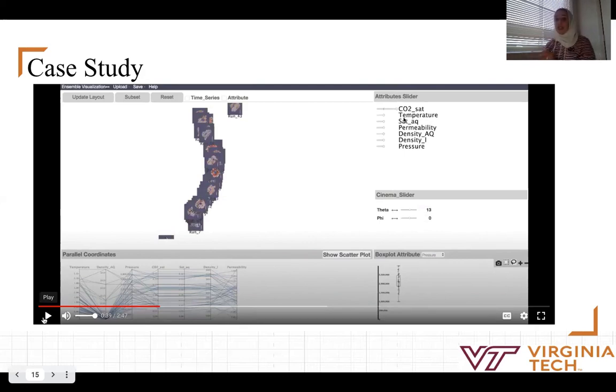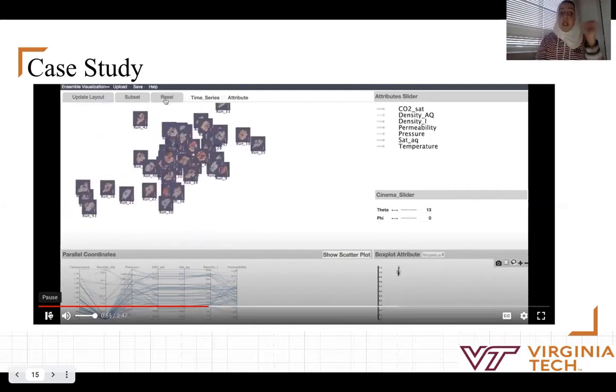He also, in this case, uses the statistical view, so he can get where high CO2 saturations are and low CO2 saturations. Based on this, he was interested in understanding the relationship between temperature and CO2 saturation.